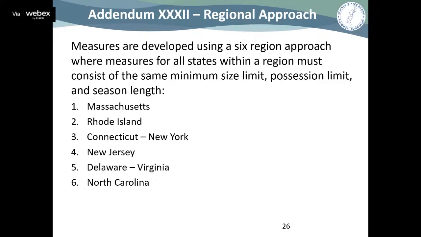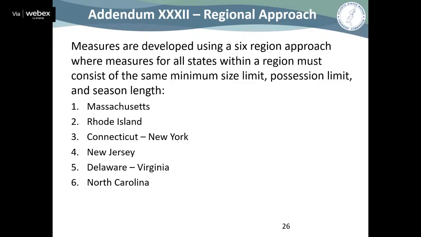Yes, so if we continue to go with conservation equivalency, this is just a reminder for the board that per addendum 32, summer flounder recreational measures must be developed using the six region approach, and these are static regions, they can't change. Measures for all states within a region must consist of the same minimum size, possession limit, and season length. And as a reminder to the board, because this is the first time that we would be setting two-year measures, when states submit their proposals, they should include their season dates for both 2024 and 2025. So those six summer flounder regions are 1, Massachusetts, 2, Rhode Island, 3, Connecticut through New York, 4, New Jersey, 5, Delaware through Virginia, and then 6, North Carolina.